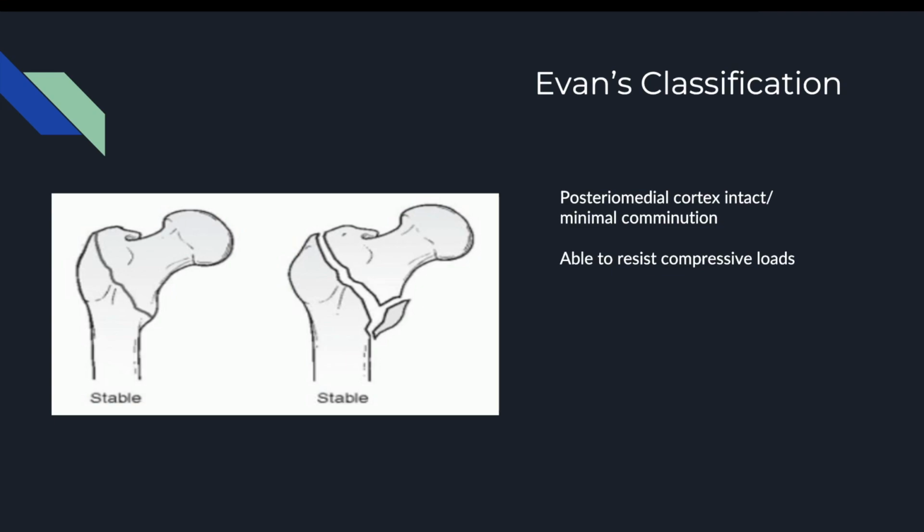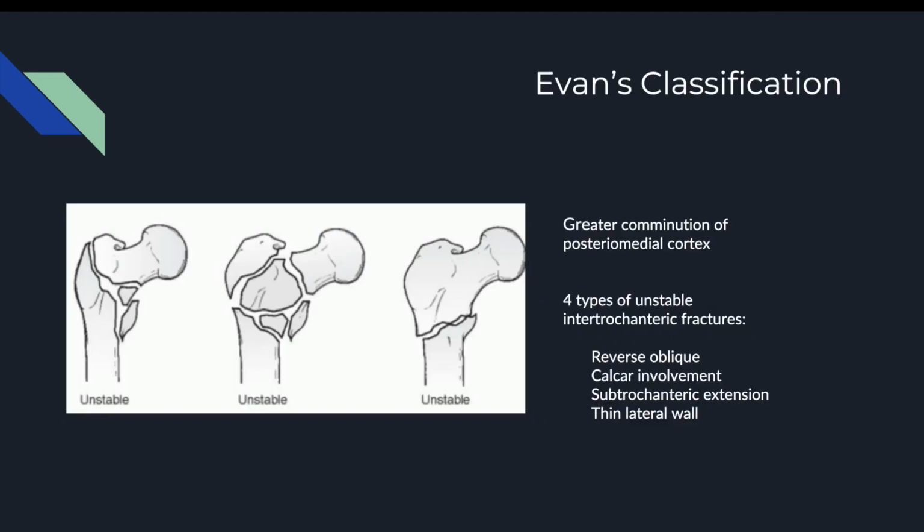So stable fractures: the posterior medial cortex is intact, there's minimal comminution, and it's able to resist compressive loads. We'll see one at the end of the PowerPoint, a stable intertrochanteric fracture, which we can compare to our unstable fractures. I had a slide, but I took it out. Unless you wanted to add anything to that, Drew.